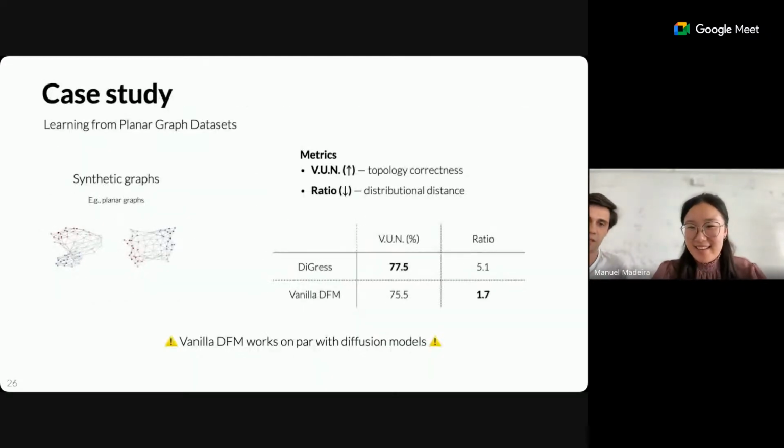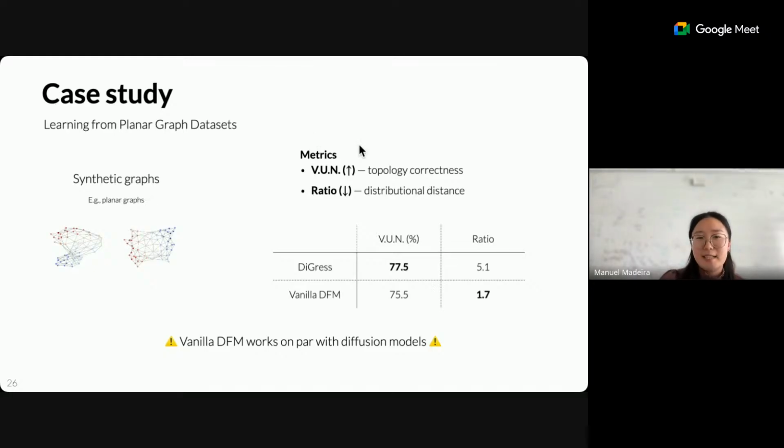Hi. Thanks, Manuel, for the previous presentation. So now we already have a discrete flow matching based graph generating framework. And how does this framework actually perform on graph generation? We use one of our sanity graph data sets, the planar graph data set, as an example. In this graph data set, we only have graphs with no edge crossings.